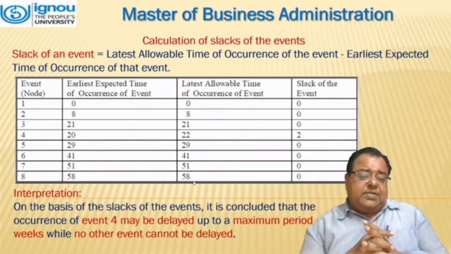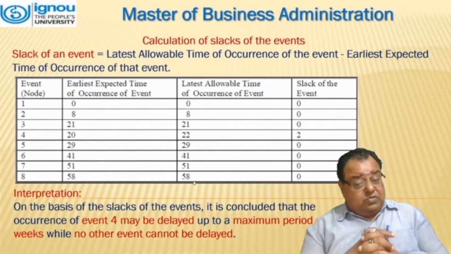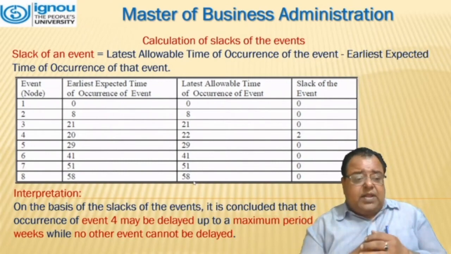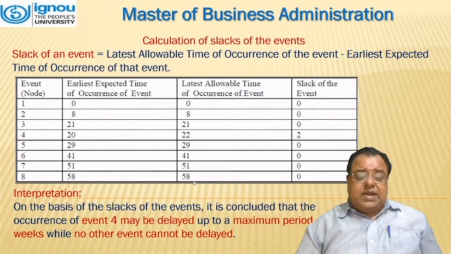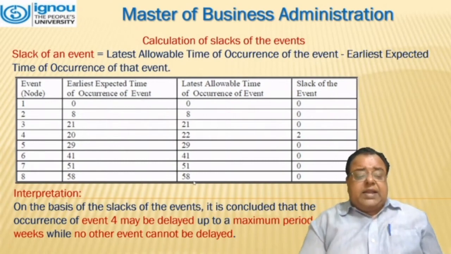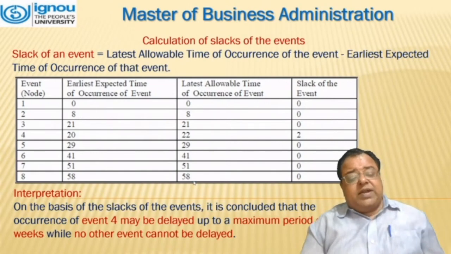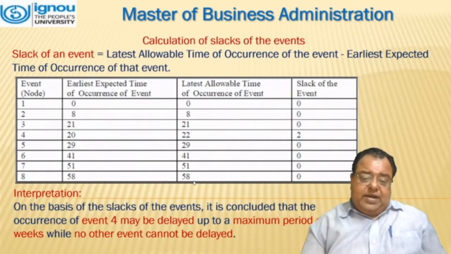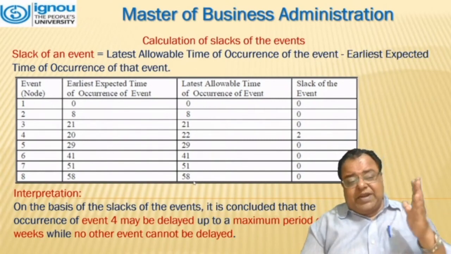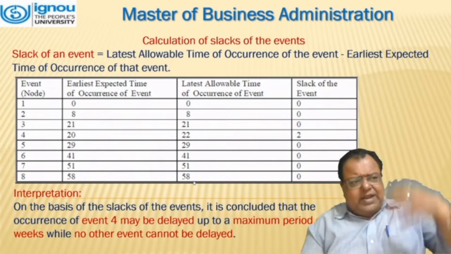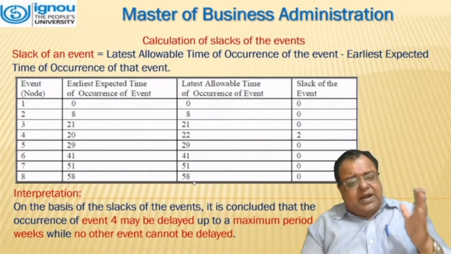Here we can see that the slack of the event for event number 4 is 2. Now, what are we going to interpret from it? On the basis of the slack of the events, it is concluded that the occurrence of event 4 may be delayed up to a maximum period of 2 weeks, with no other event being delayed. That means when we have reached event 4, we can delay it, we can wait for other events to be performed, rather than moving to 5.